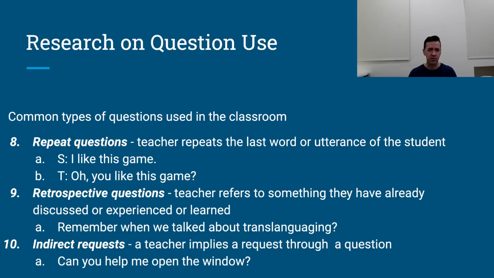Okay, next one is repeat questions. So the teacher repeats the last word or utterance of the student. Student says, I like this game. Teacher says, oh, you like this game? Okay, repeat question. Next is a retrospective question. The teacher refers to something they've already discussed or experienced or learned. So teacher says, remember when we talked about translanguaging? Students say yes or no or something like that.